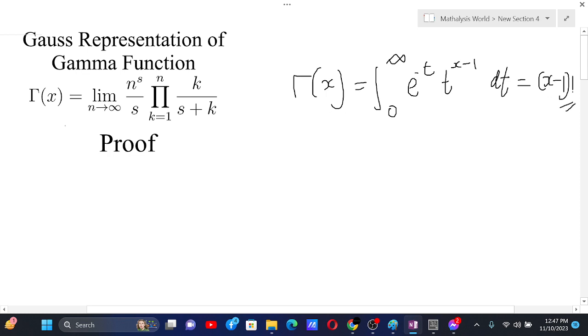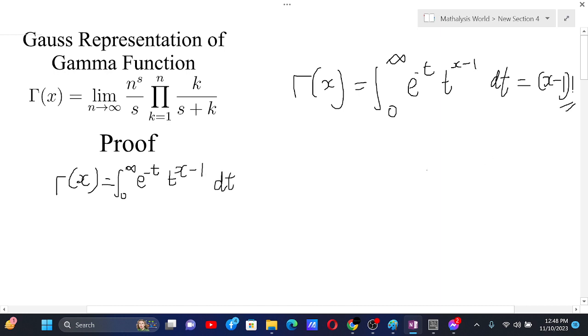Now, in this video, we will show that this is also equal to the gamma function. And in the next video, we will see the Weierstrass representation of the gamma function. Okay, so let's begin. First of all, we know that the gamma function of x from the earlier video is equal to the integral from 0 to infinity of e to the power minus t times t to the power x minus 1 dt.